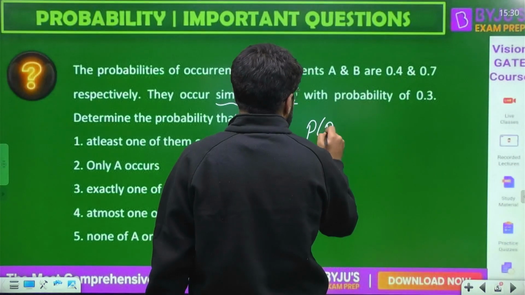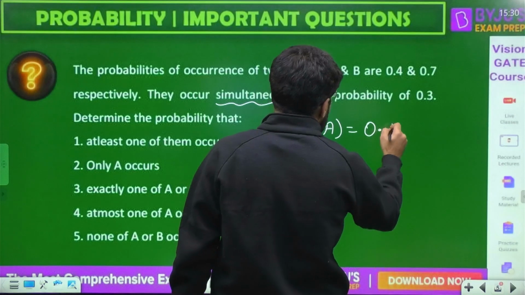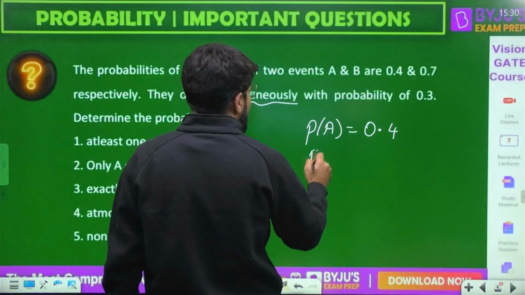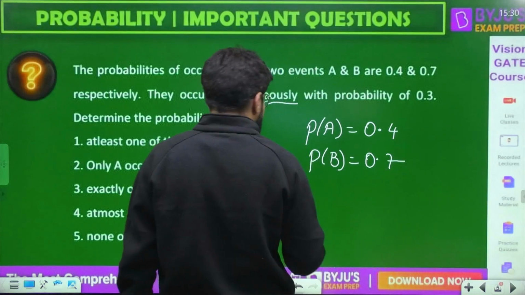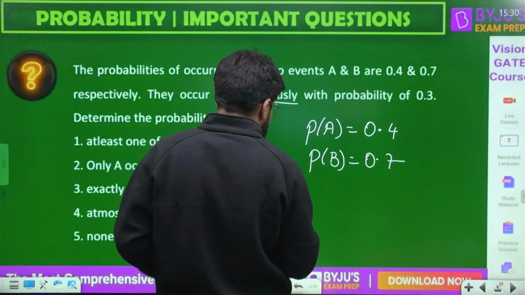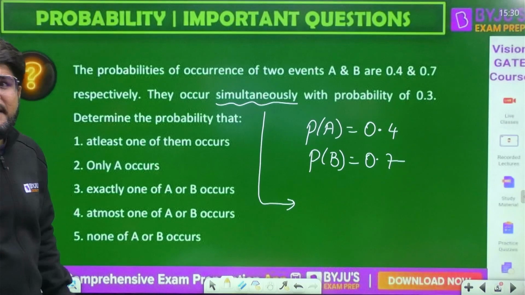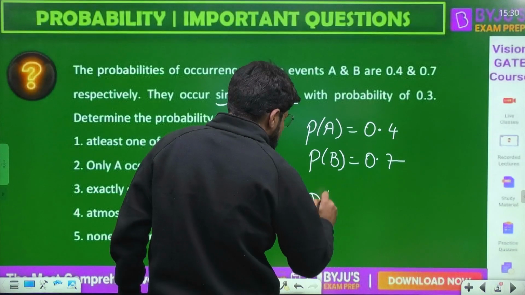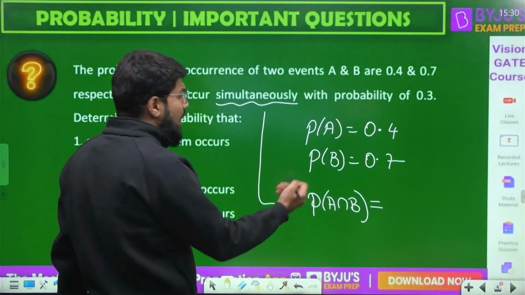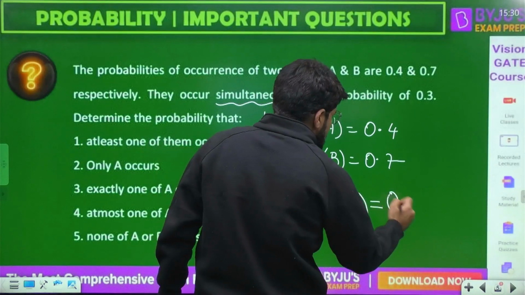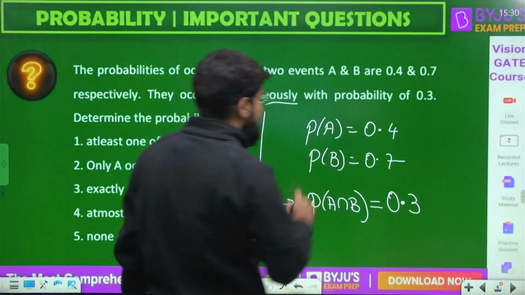So see here, it is given that the probability of A is 0.4. Probability of occurrence of B, let's write down the given data, is 0.7. And they occur simultaneously, A and B together. That is actually P of A intersection B. They happen together, the intersection. So the probability of their intersection is 0.3.